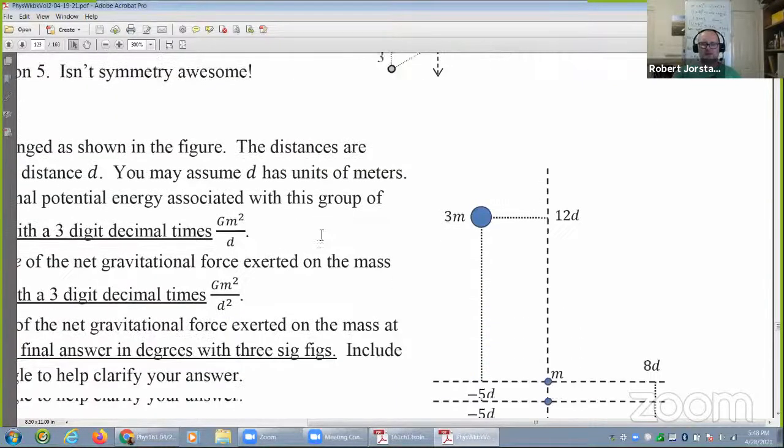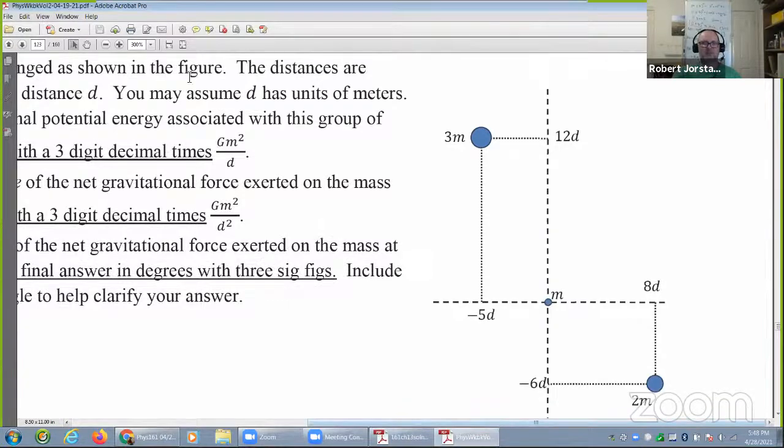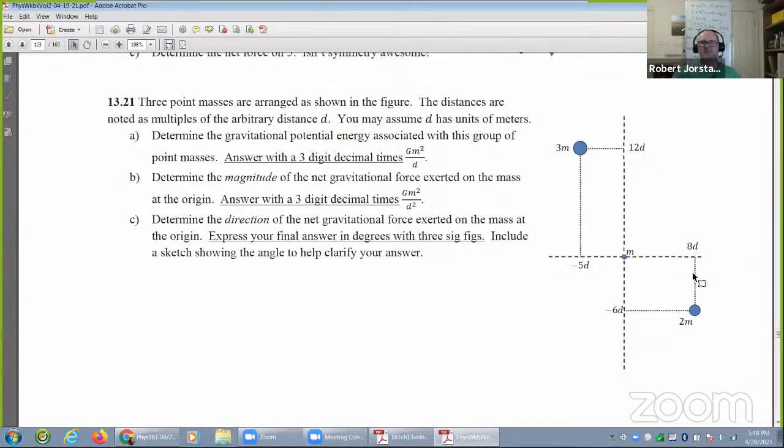One last one, then we'll stop. Look at this one. Give me a sec. This is a really good problem. Take a look at it. There's a question about potential energy. There's a question about force. There's no symmetry. So you kind of have to go through it all, just do the whole problem.